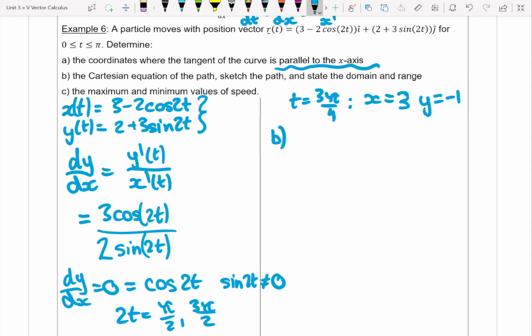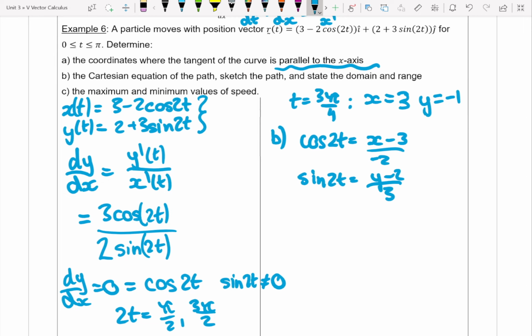Part B, we are looking at the Cartesian equation of the path, sketching the path, and then stating the domain and the range. So we have the x and y. We're going to rearrange to make cosine and sine the subject, and then add these two together using the trig identity. So cos of 2t is equal to x take 3 on -2. And then sine of 2t is going to be y take 2 on 3.